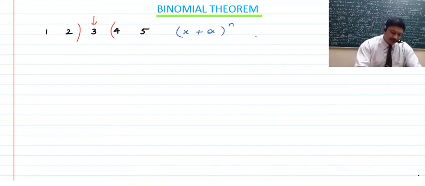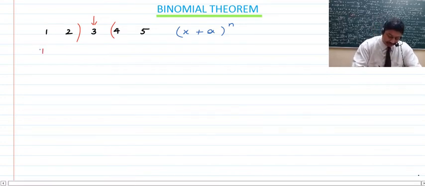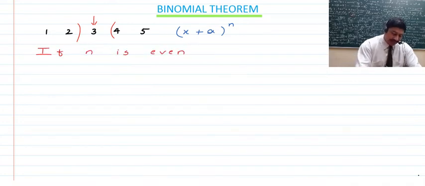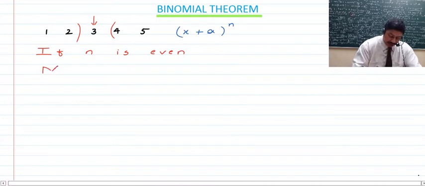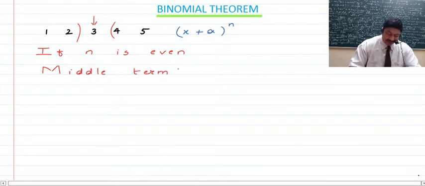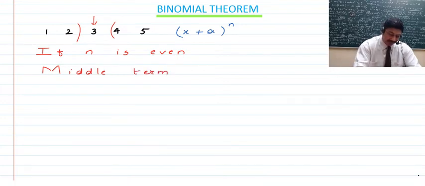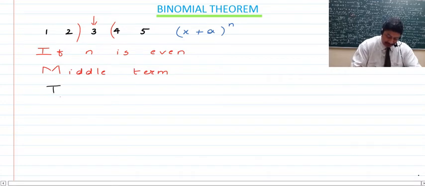So here, children, the rule is this: if n is even, then the middle term is going to be given by T of n/2 + 1, right?